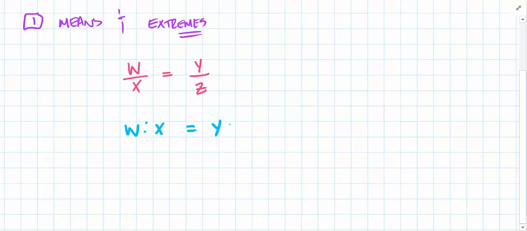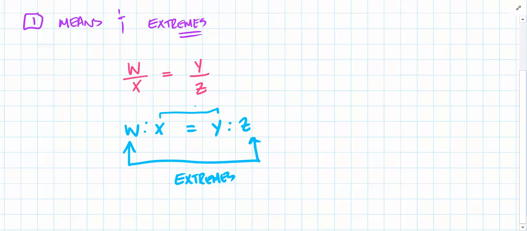Okay. What if I rewrote it like this? Does this help you? If you had to take a guess, which one do you think would be the extremes? Oh, W and Z. There you go. Okay, good. So W and Z. Those are your extremes, right? Therefore, these two are your means.